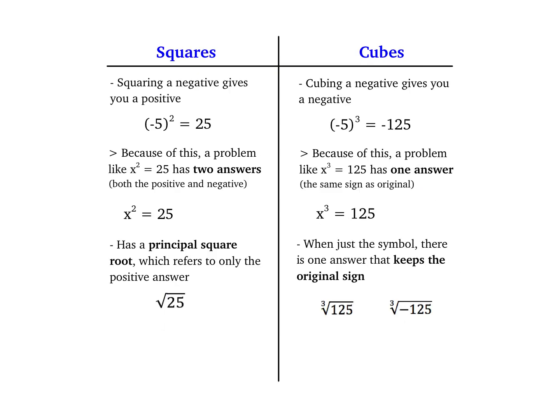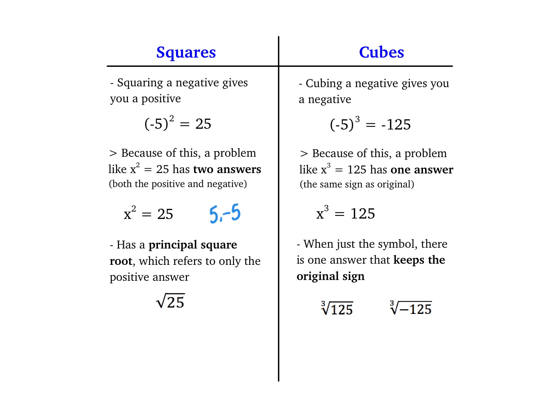So just in summary on squares, cubes, and the roots, squaring a negative gives you a positive answer. So because of this, a problem like x squared equals a number has two answers, because both a positive and a negative work. So because of that, when we only want the positive, we have a principal square root, which is just that symbol and only means the positive answer.